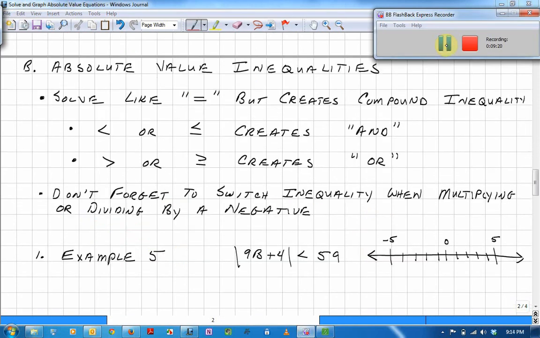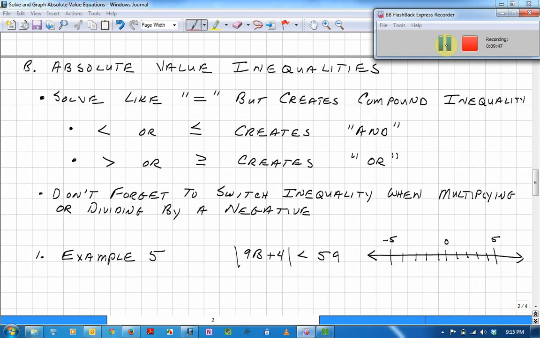Okay, now we're going to move on to absolute value inequalities. So instead of having an equal sign, these are going to have less than and greater than signs in there. Like before, when we dealt with inequalities, we're going to solve them just like they had an equal sign, but we're going to keep in mind that when we divide or multiply by a negative number, we're going to have to switch the inequality sign to go the other direction.